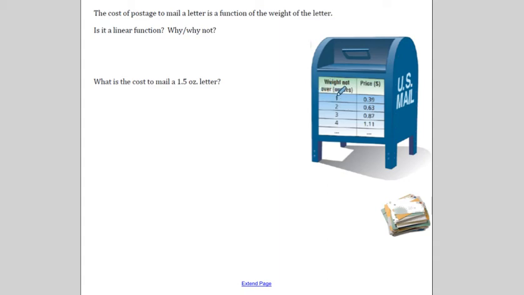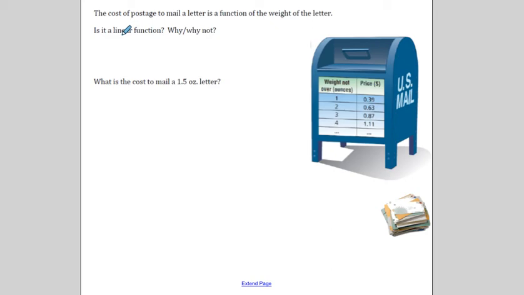The second you go over 1 ounce, though, they're not going to charge you just 39 cents anymore. They're going to charge you 63 cents, all the way up until 2 ounces. So it's a nice flat rate for each one. They don't want to have to individually print out stamps every time somebody comes in and weighs it, right? So that's why they do a flat rate. You can send your letter in the mail for the same price every time, as long as it's not over an ounce.